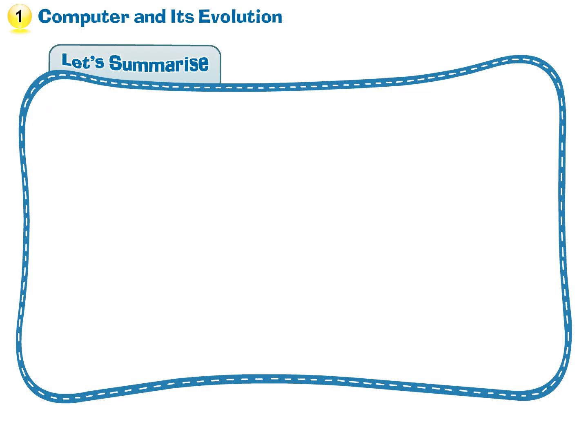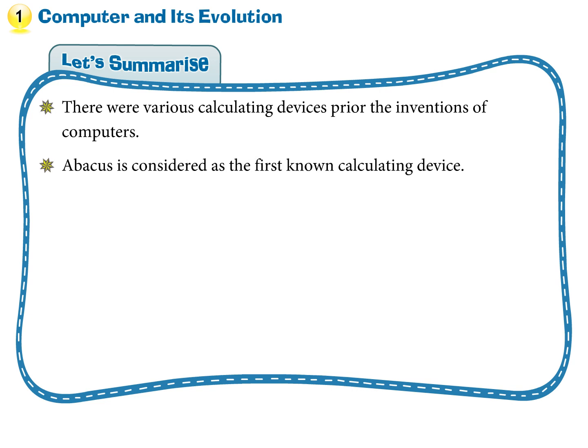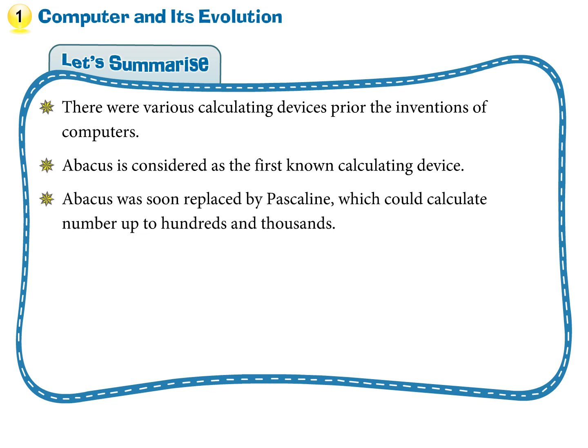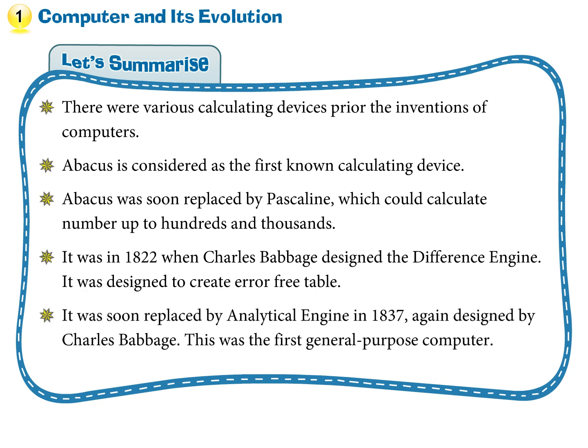Let's summarize. There were various calculating devices prior to the invention of computers. Abacus is considered the first known calculating device. Abacus was soon replaced by Pascaline, which could calculate numbers up to hundreds and thousands. It was in 1822 when Charles Babbage designed the difference engine. It was designed to create error-free tables. It was soon replaced by the analytical engine in 1837, again designed by Charles Babbage. This was the first general-purpose computer.